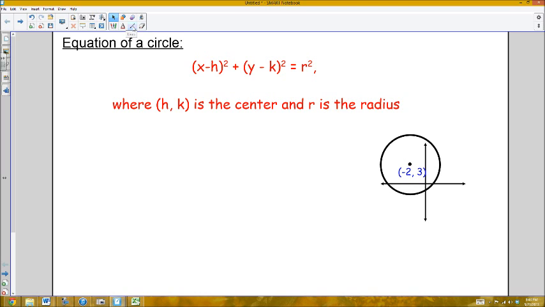I also need to tell you what the radius of the circle is. The radius is the distance from the center to any point on the circle. All radii are congruent. I'm going to represent the radius by the number 5 here.